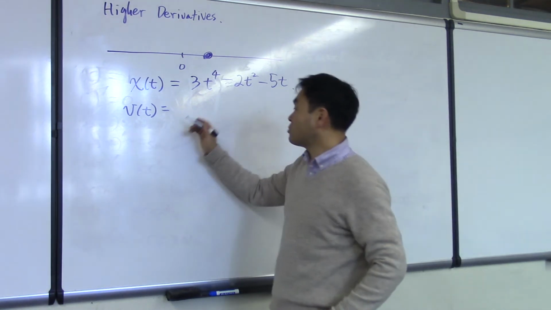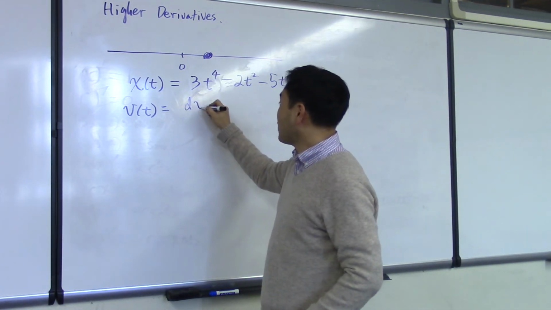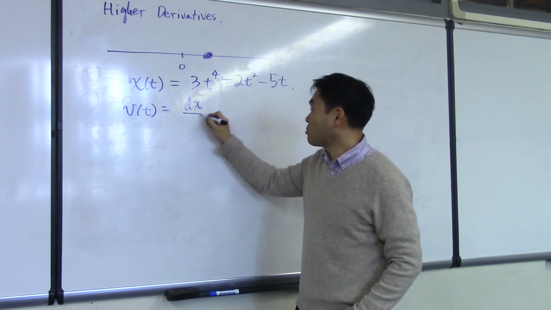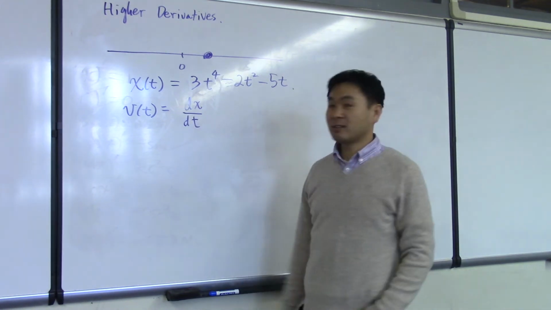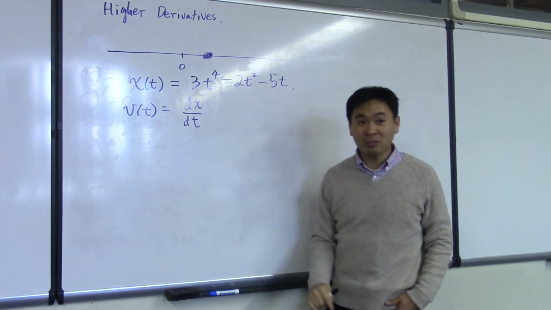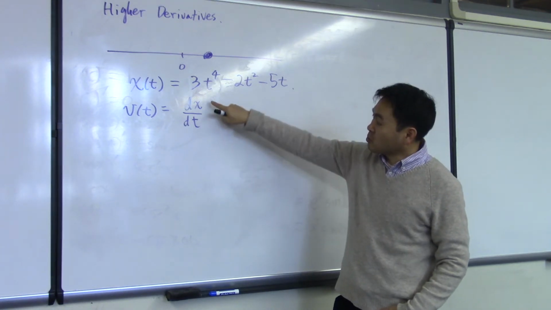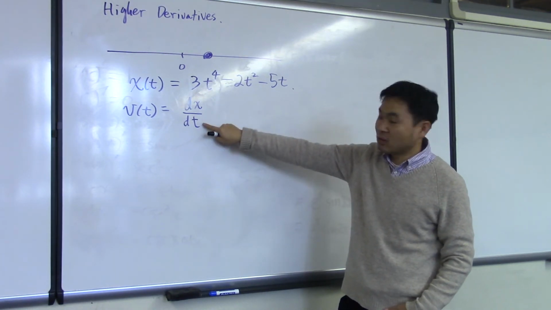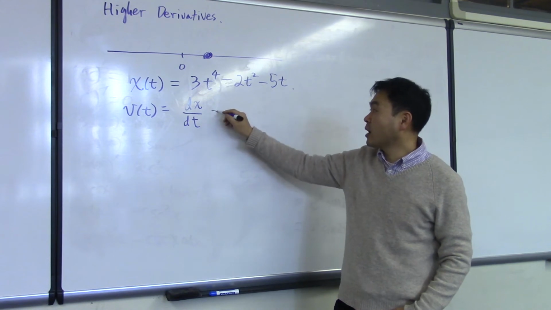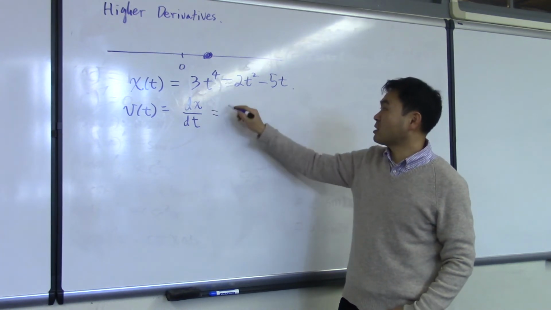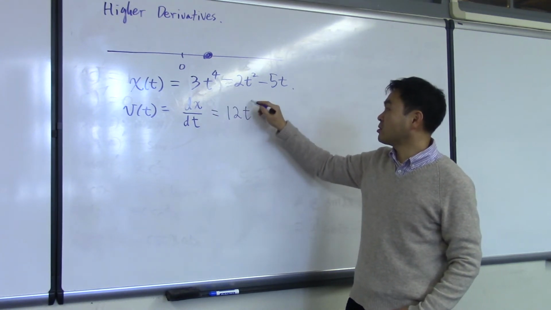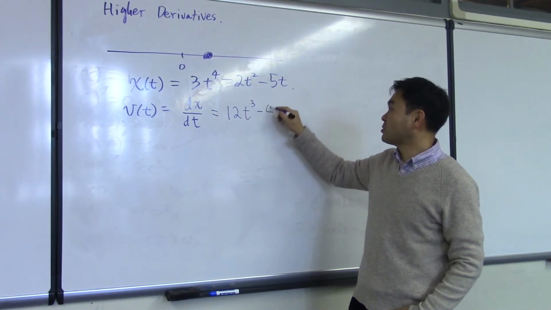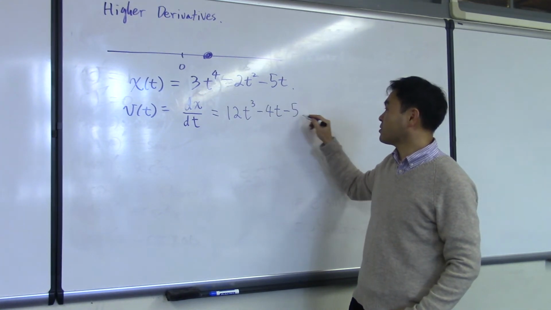So v of t is really looking for the change of x with respect to the change of t. Remember this notation, right? In this notation, you're looking for how fast the position changes with respect to t, and that means you're differentiating this. So that's 12t to the third minus 4t minus 5, okay?